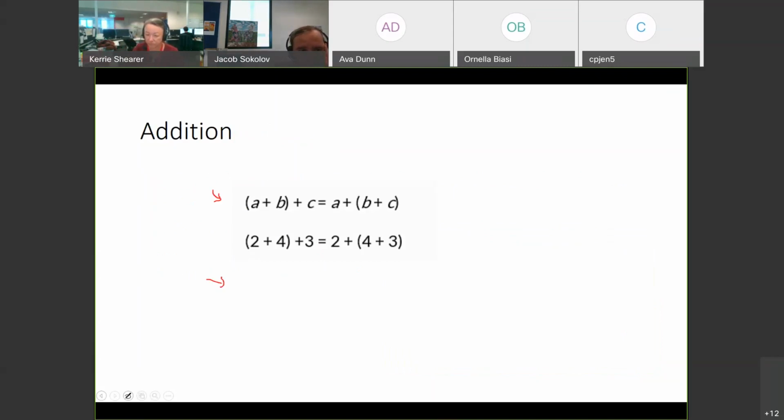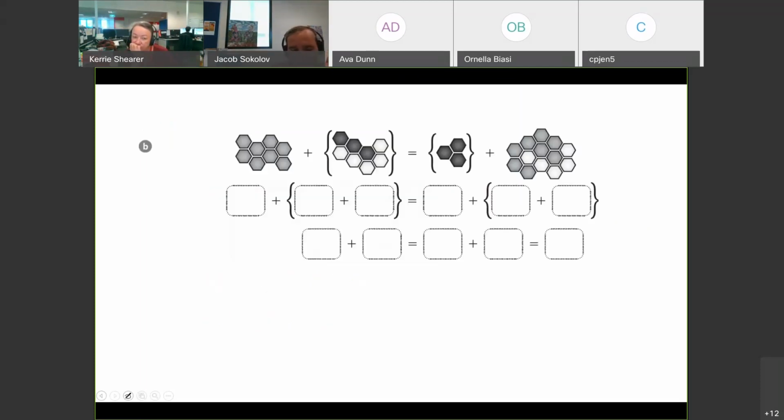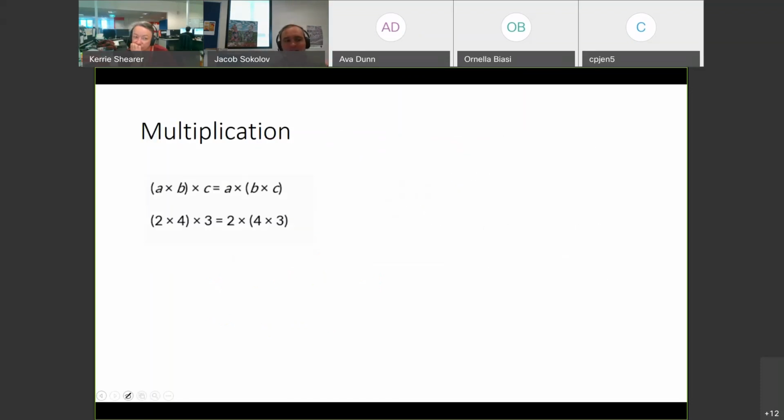So remember when we do brackets, we do the brackets first. If we're solving this side, 2 plus 4, what does that give us, guys? 6. And we'll rewrite it plus 3. And the next one, 4 plus 3, what does that give us, guys? 7. All right, 6 plus 3, guys. 9, brilliant. And 2 plus 7. So for addition, where we put the brackets doesn't matter.